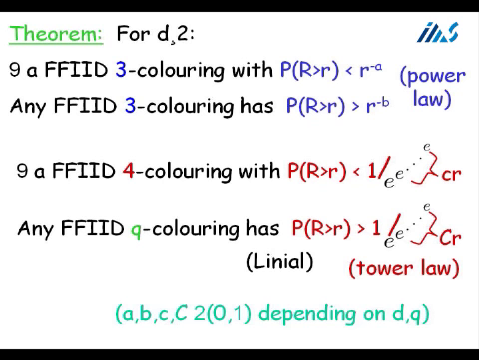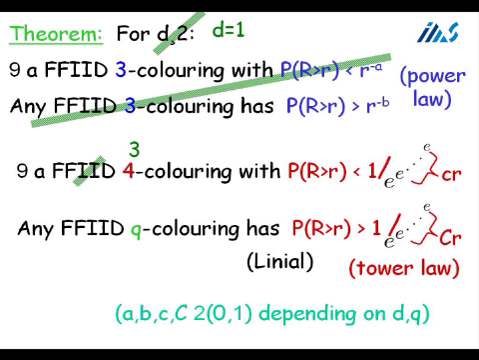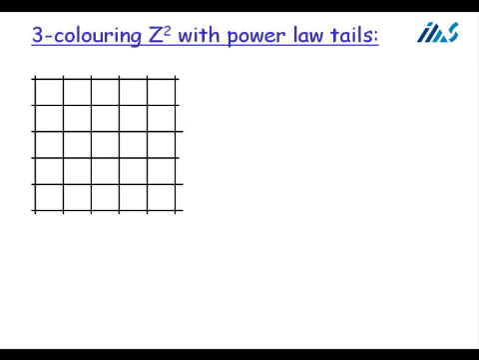And the constants that you see here depend on the dimension and the number of colors. For dimension 1, the picture is almost the same, with the exception that instead of power law correlations for 3 colorings, you can do it with tower law behavior. And this is also essentially due to Linial, the 3 coloring. Okay, so I'm going to show a 3 coloring of Z squared with the power law tails.